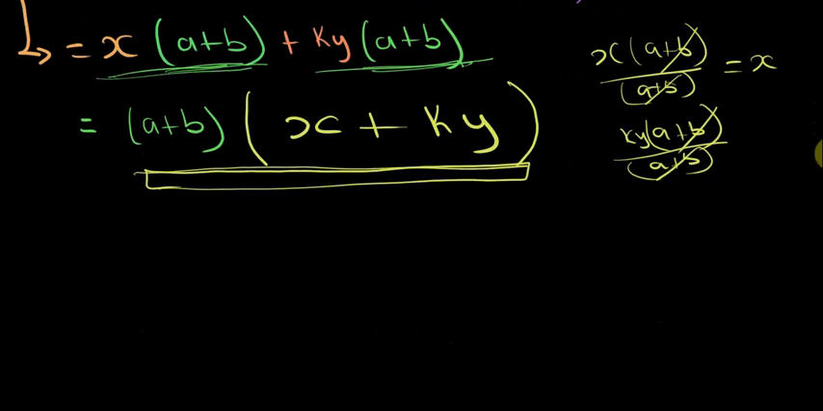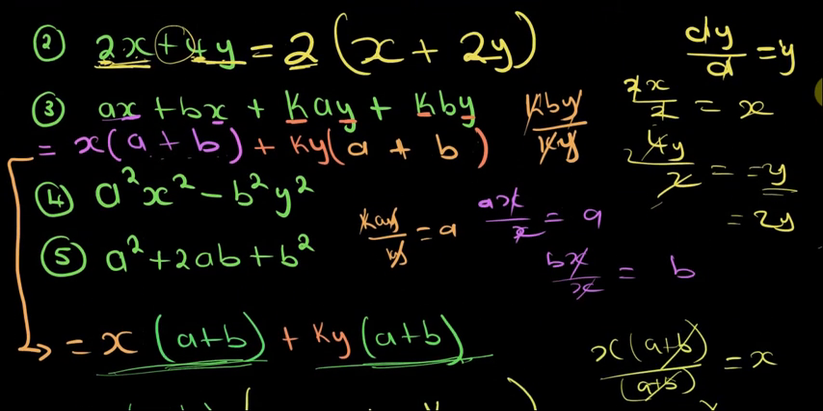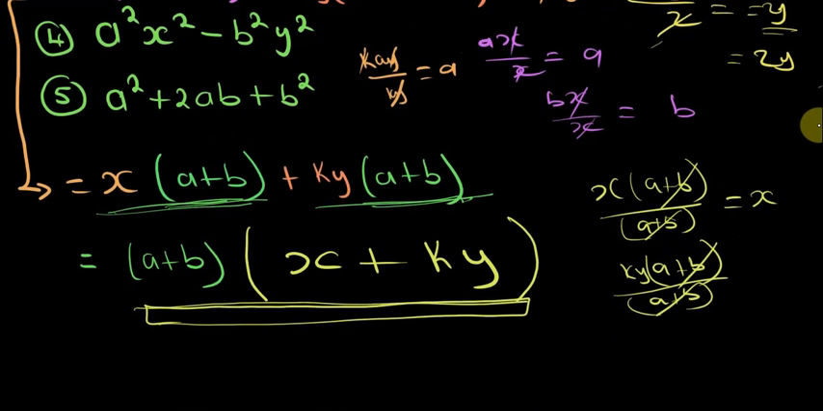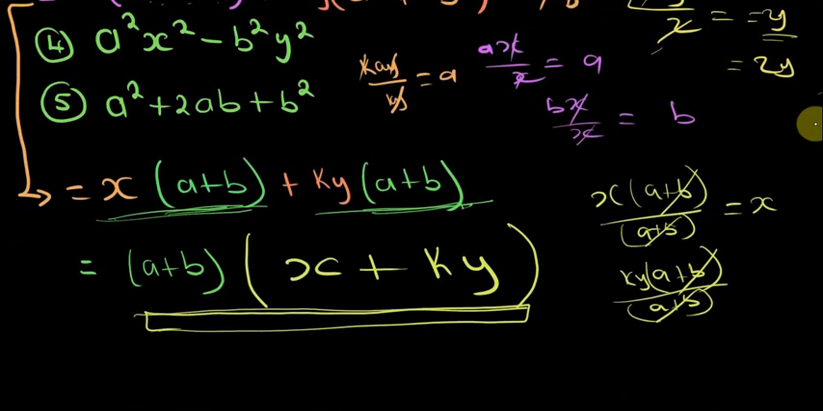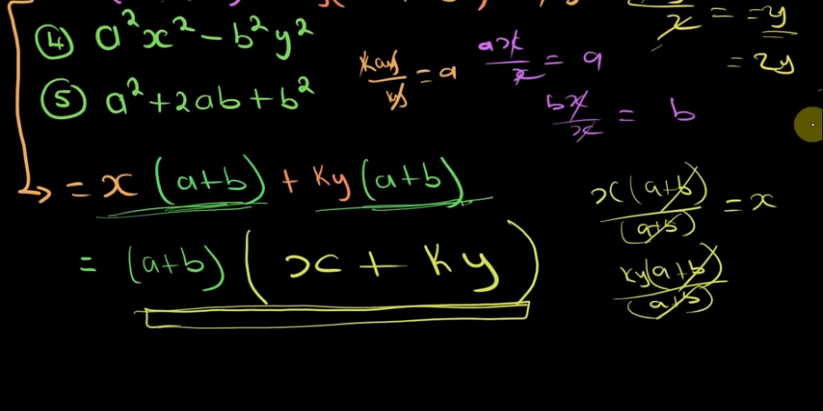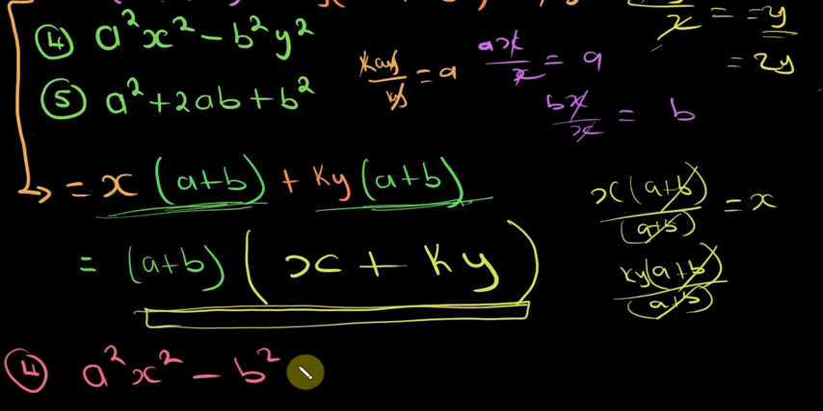This is cool. Alright, so what's next? Number 4, that's a difference of two squares. You need to factorize the difference of two squares. Okay. Number 4: a squared x squared minus b squared y squared.